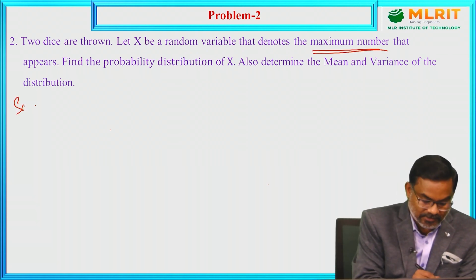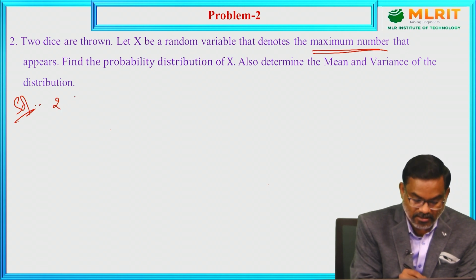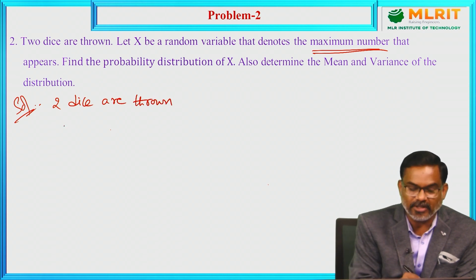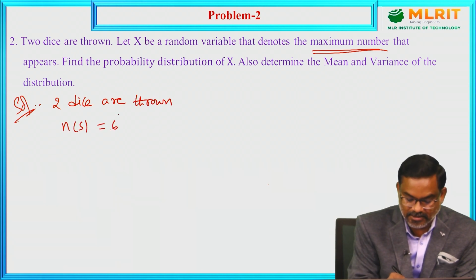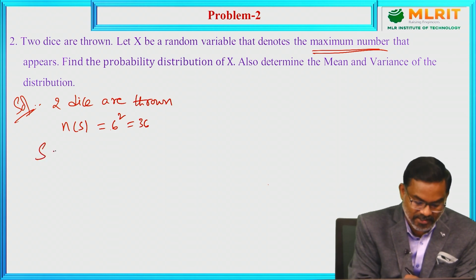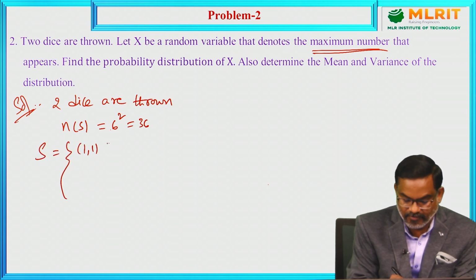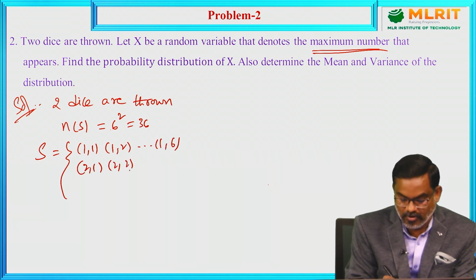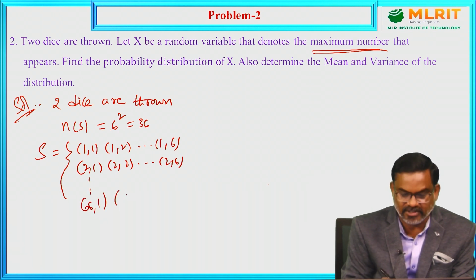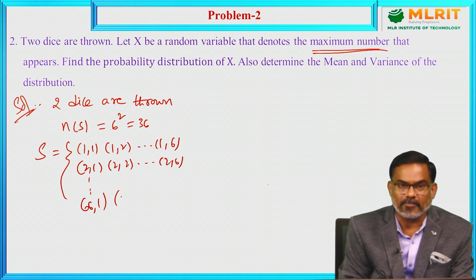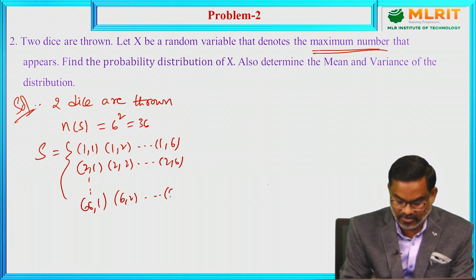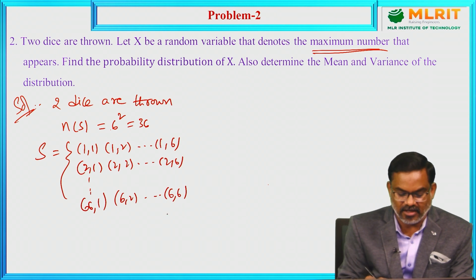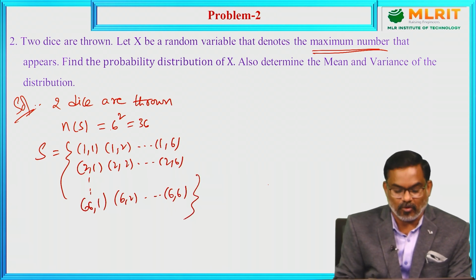So, here the experiment is given: 2 dice are thrown. We know that the sample space contains 36 elements. Those elements are given by (1,1), (1,2) and so on up to (1,6), then (2,1), (2,2) and so on up to (2,6). Like that, let us fix the number 6 on the first die and change the number on the second die: (6,1), (6,2) and so on up to (6,6). So, these are the possible outcomes, a total of 36 outcomes.